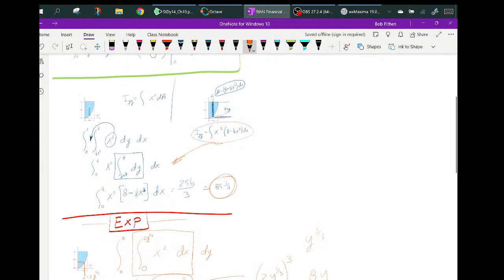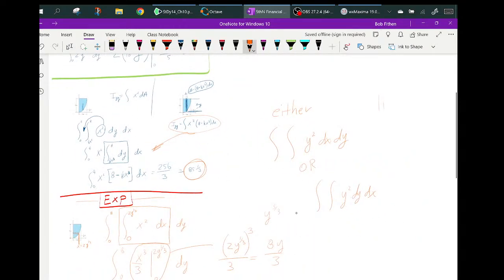So unlike what he's doing in the book, you're open to do either y squared dx dy or y squared dy dx. You should get the same result. Likewise, x squared dx dy should come up with the same thing as x squared dy dx. You just have to make sure your limits are going the correct way.